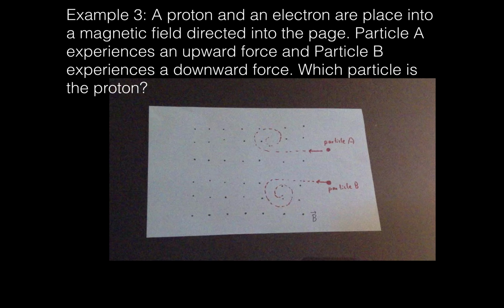Example 3. A proton and an electron are placed into a magnetic field directed into the page. Particle A experiences an upward force and particle B experiences a downward force. Which particle is the proton? To solve this problem, we're going to use both hands to figure out which particle corresponds to the right hand or the positive hand.